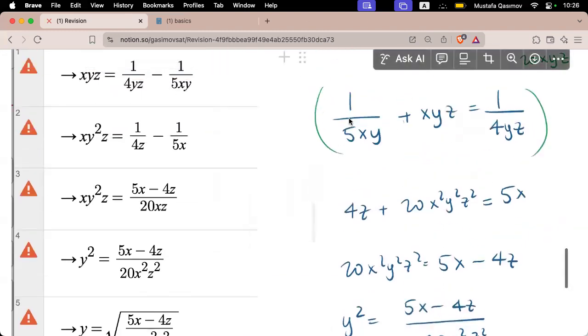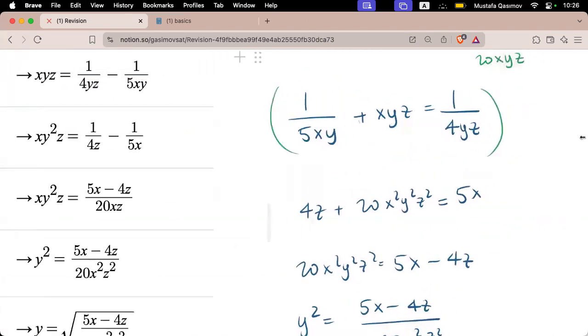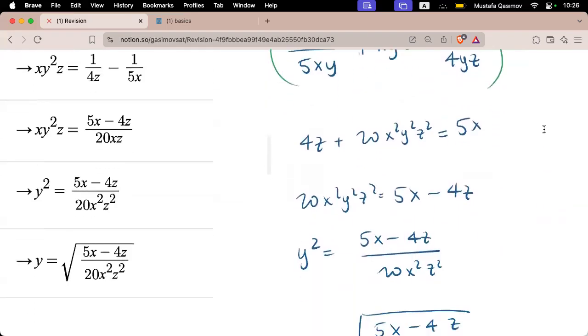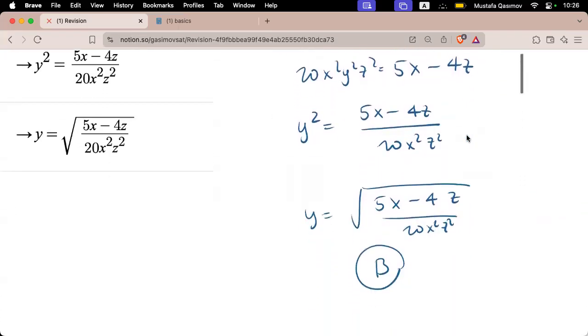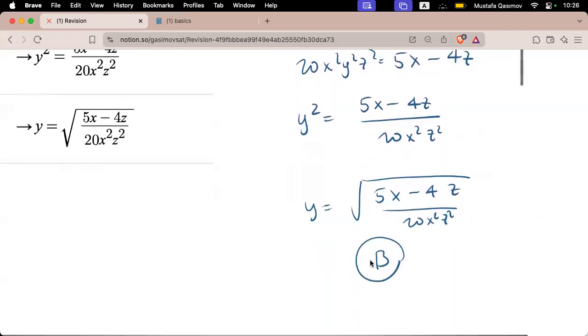Or you can, okay, here. You can multiply all of them by 20xyz, okay? Then you will get an equation like this: 4z plus 20xyz squared is equal to 5x. Then you can find y, it will be b. It is one option.